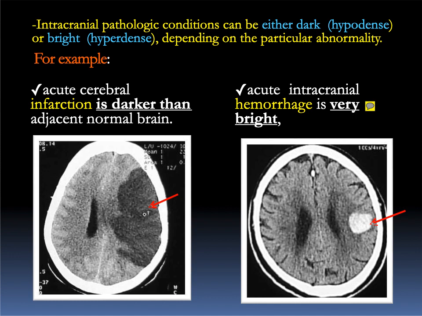Intracranial pathological conditions can be either hypodense, hyperdense, or isodense, meaning similar to the surrounding brain tissue.